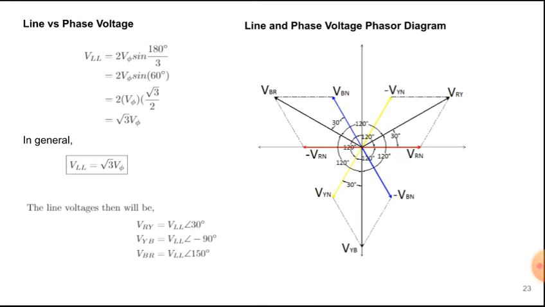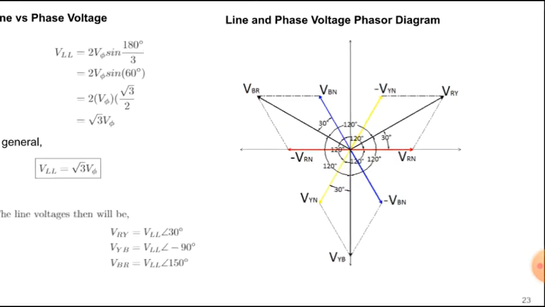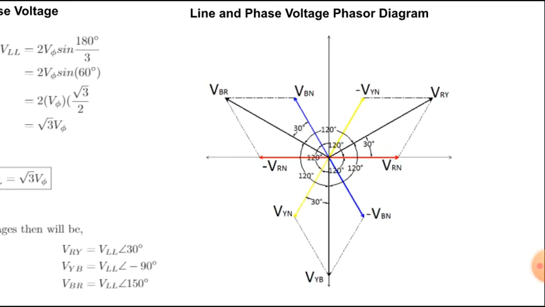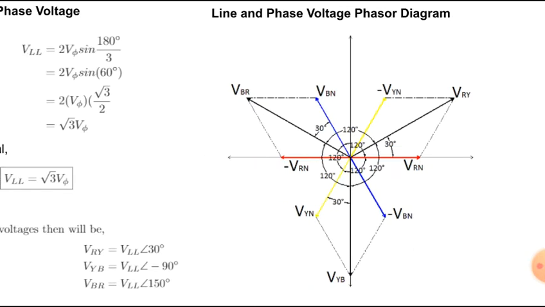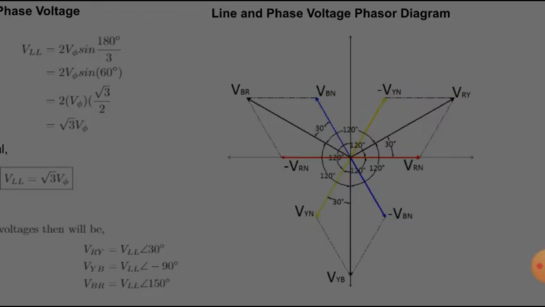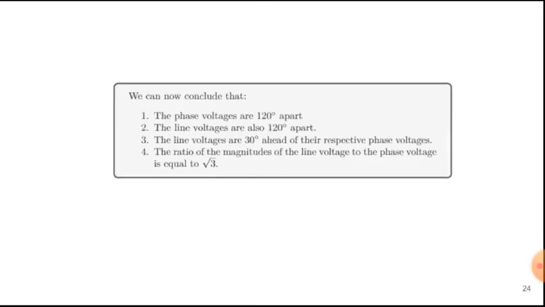But later on, if you draw the line and phase voltage phasor diagram, it should look like this. But you can rotate them whatever you want. You can make VRY as your reference, so the drawing will not look the same as this one. It will rotate. So we can now conclude from that discussion that the phase voltages are 120 degrees apart. Why? Because they're three phase, 360 divided by 3.